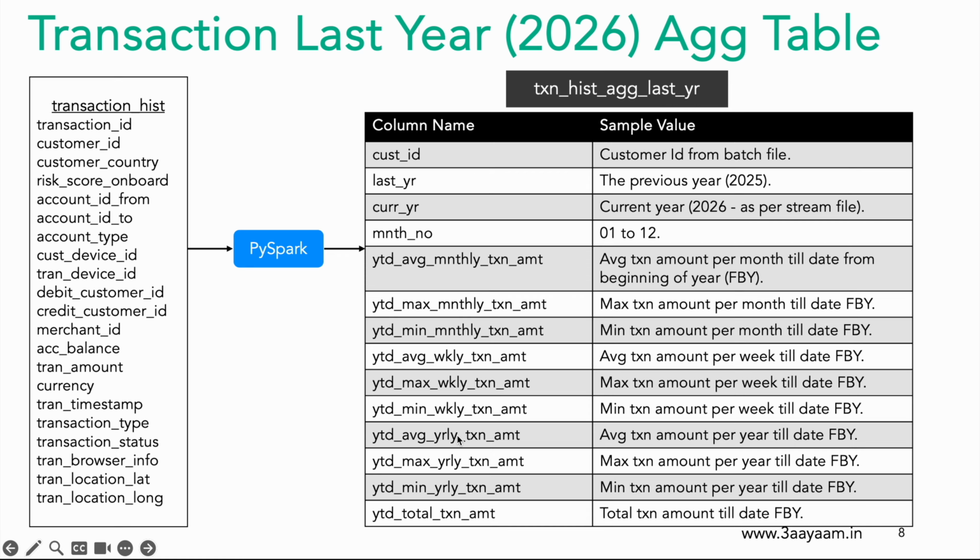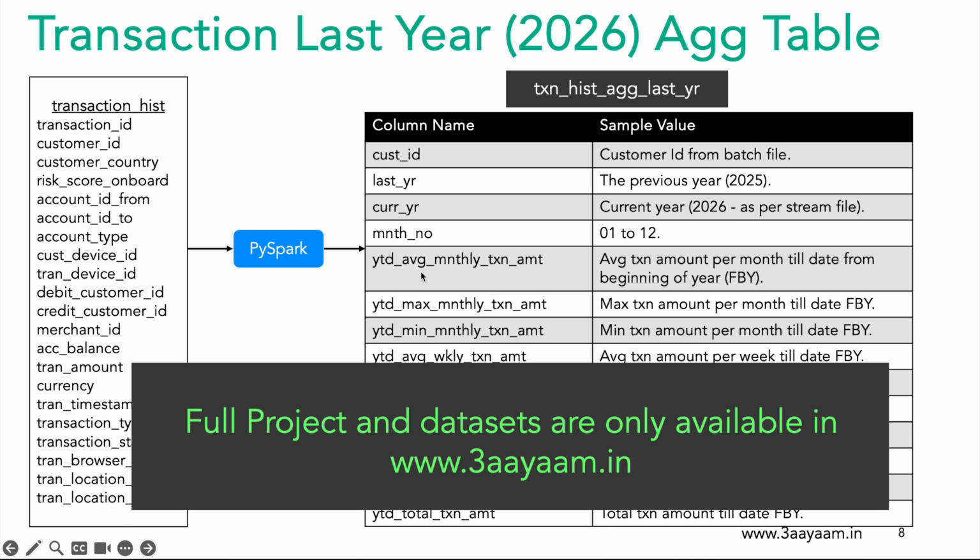And these are the column names. We have customer ID, last year, current year, month number, YTD, average monthly transaction amount, which means average transaction amount per month till date from beginning of the year. So I'll have to calculate the transaction amount for every month. So I'll have to extract the month, do an average, and then insert the record.